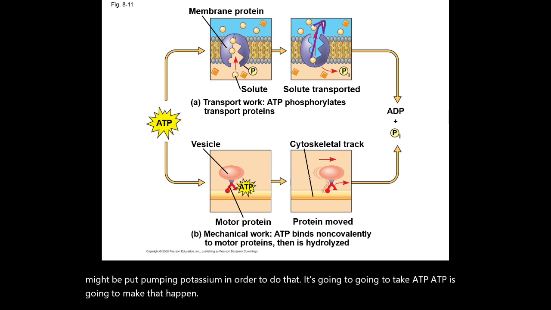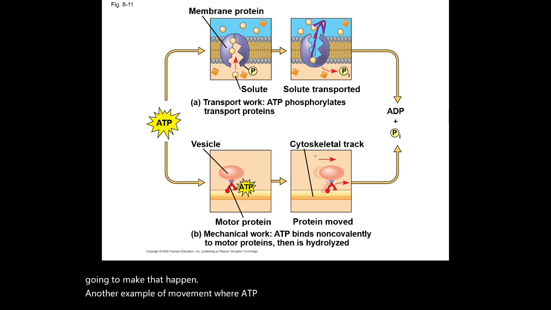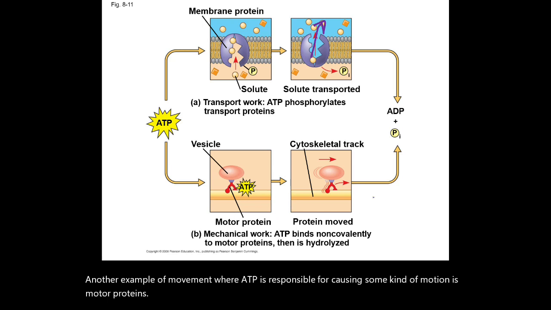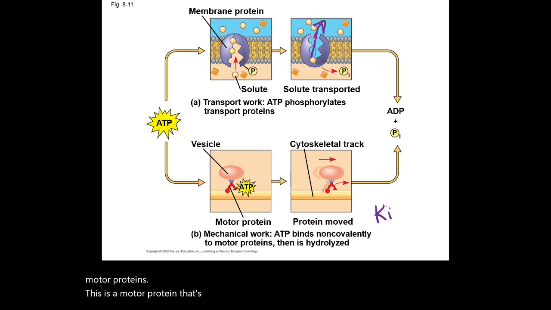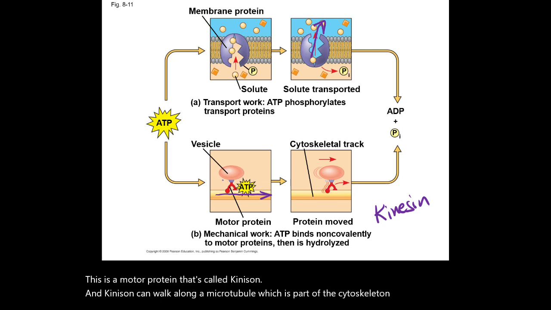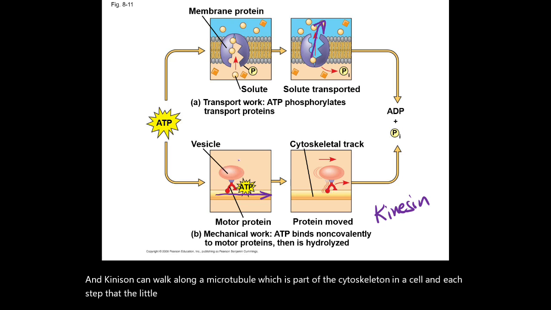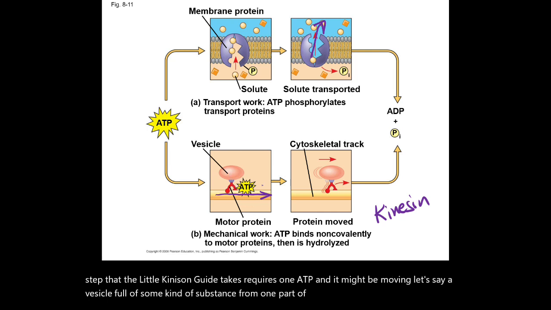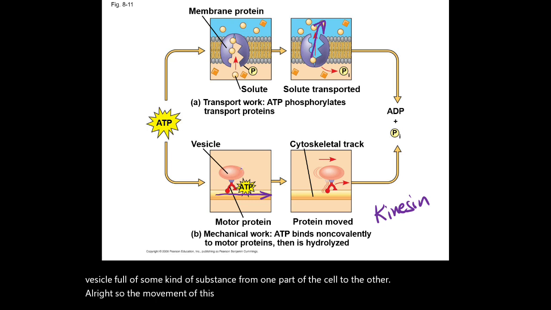Another example of movement where ATP is responsible for causing some kind of motion is motor proteins. This is a motor protein that's called kinesin. Kinesin can walk along a microtubule, which is part of the cytoskeleton in a cell. Each step that the little kinesin guy takes requires one ATP. And it might be moving, let's say, a vesicle full of some kind of substance from one part of the cell to the other.